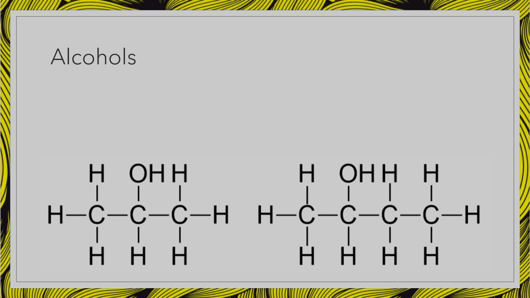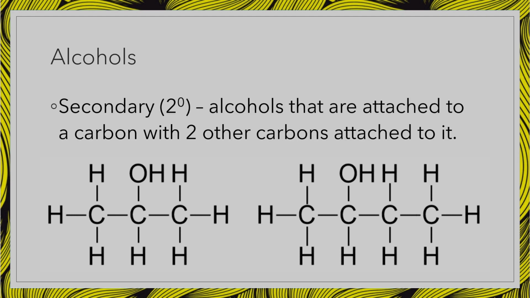Now, secondary. Secondary alcohols are attached to a carbon with 2 other carbons attached to it. On the left we have propan-2-ol. If we look at the carbon that the OH is attached to, it's got 2 carbons coming off it, so it's secondary. Same with the one on the right, butan-2-ol. The carbon that the hydroxide is attached to is itself attached to 2 carbons, so it's secondary.